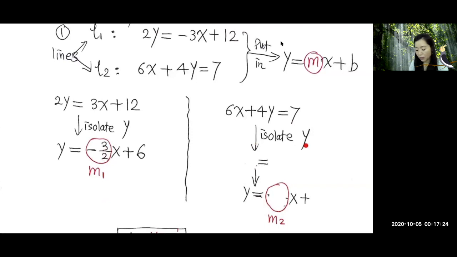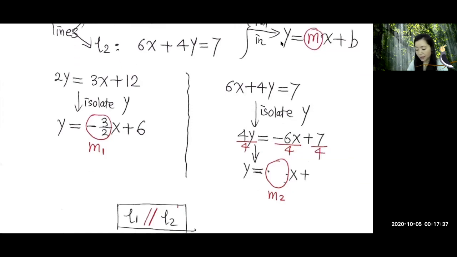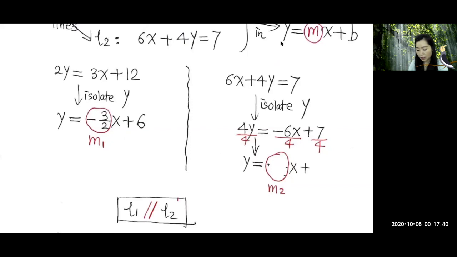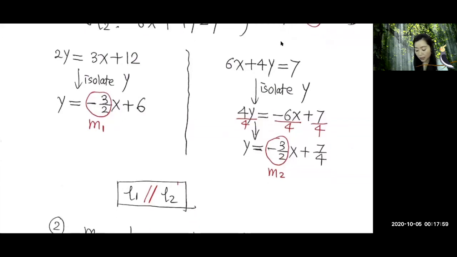Over here, to isolate y, we can subtract 6x on both sides first, and then divide both sides by 4. So that will become y equal to -3/2 times x plus 7/4. 6/4, we can divide by 2 up and down to reduce to 3/2. Now, this is the slope for the second line. Notice the two slopes are equal, so the two lines are parallel.